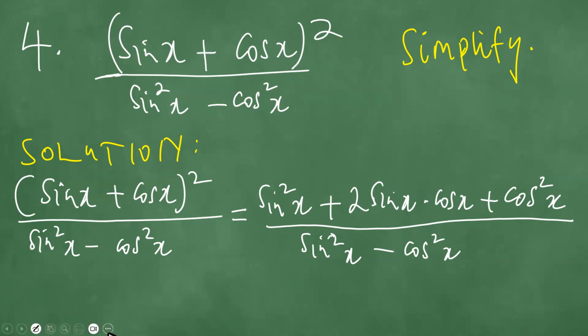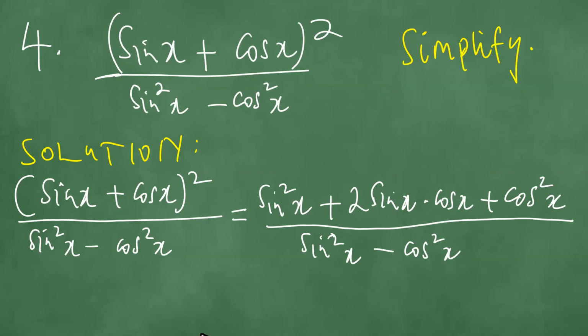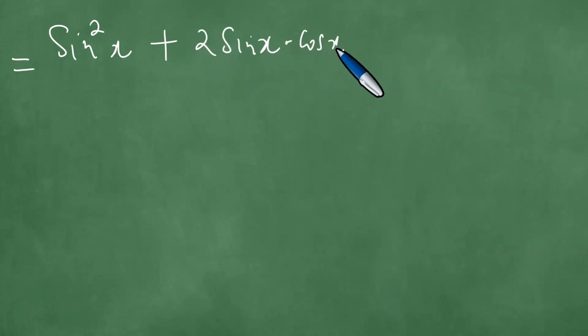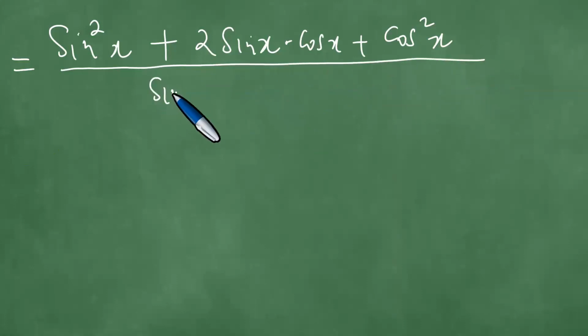What do we do next at this point? Anyone, please? Your input? So we have sine squared x plus twice sine x times cosine x plus cosine squared x. We divide by sine squared x minus cosine squared x.